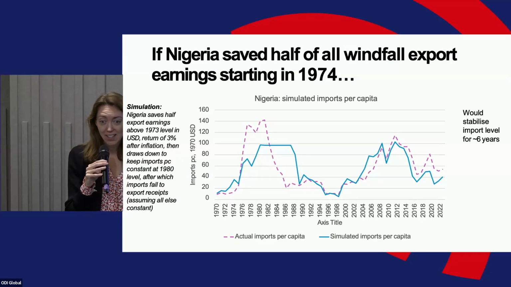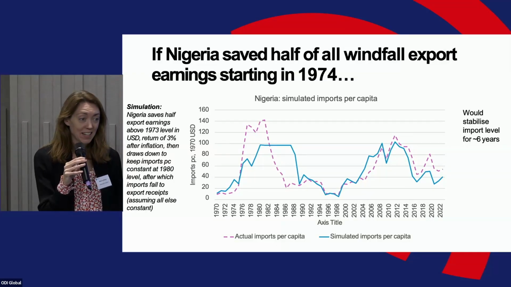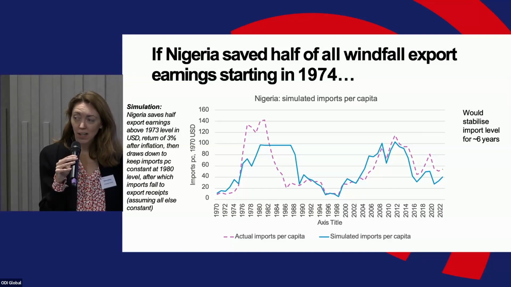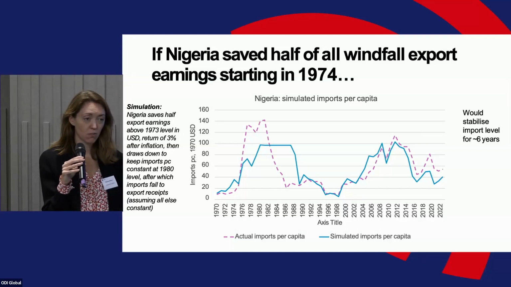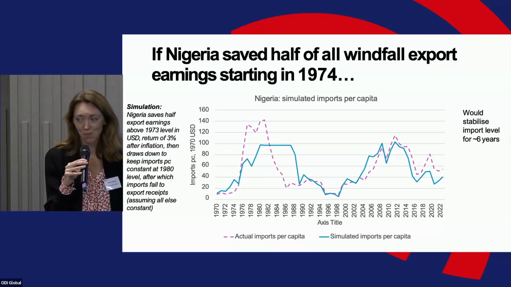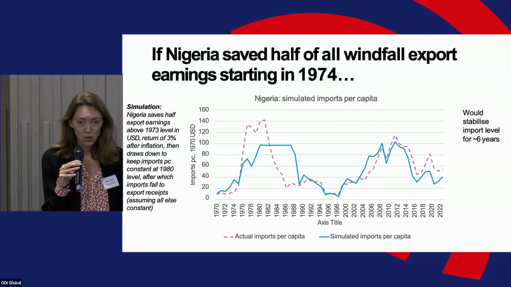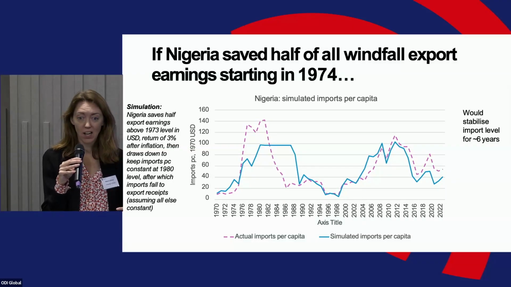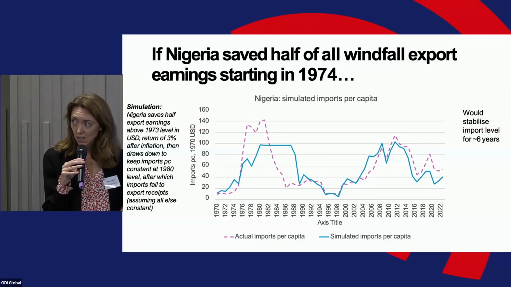So this is just a back of the envelope simulation. I just looked at Nigeria's export earnings and its imports over time. And just assume that if Nigeria had saved half of its windfall earnings in the 70s, so any gains in exports after 1973, save half of those. Assume they have some return to those savings, and then, once prices start coming down, you try and stabilize your import cover, right? How long could Nigeria have stabilized its ability to import goods and services?